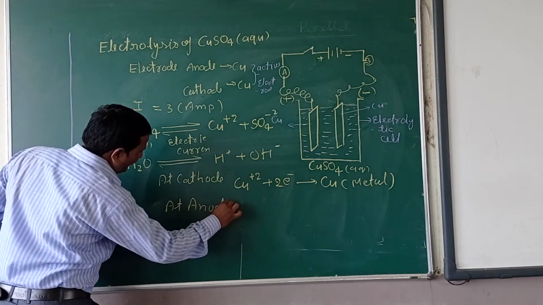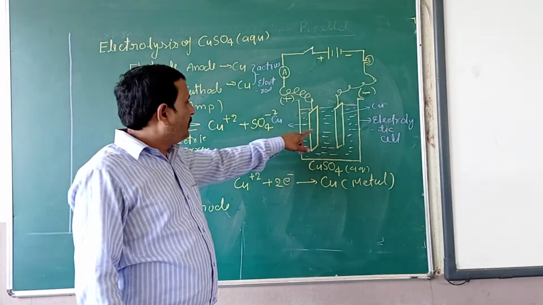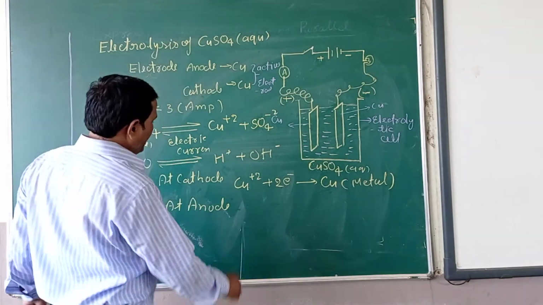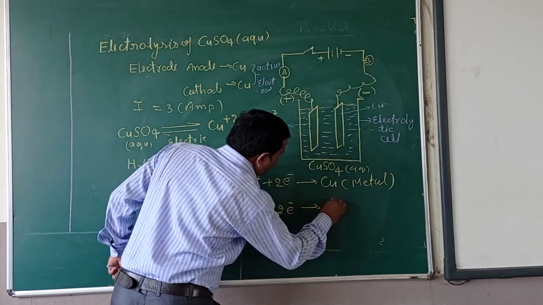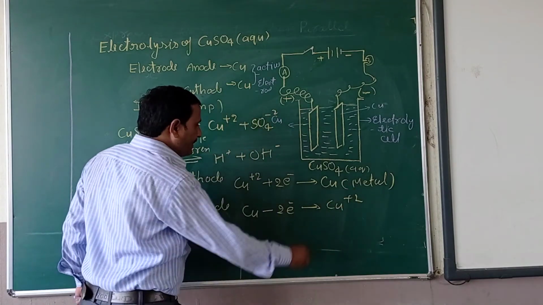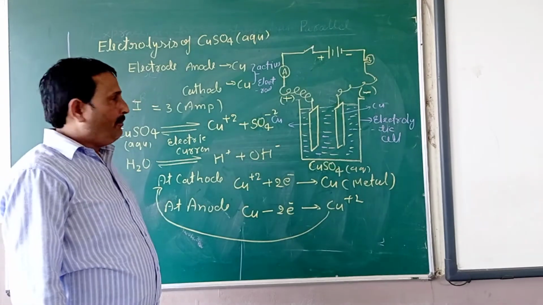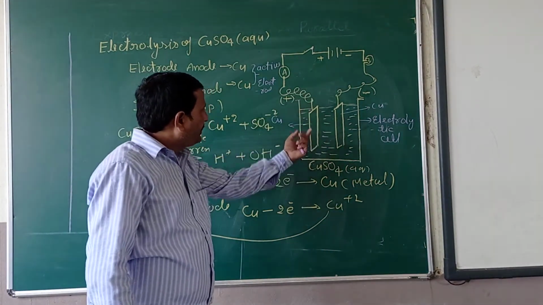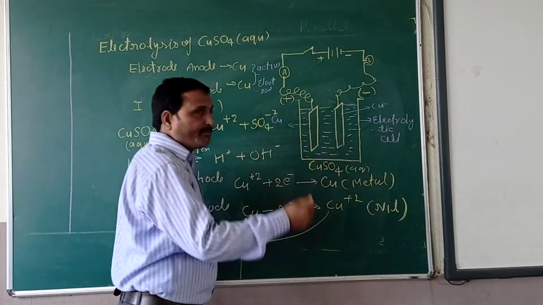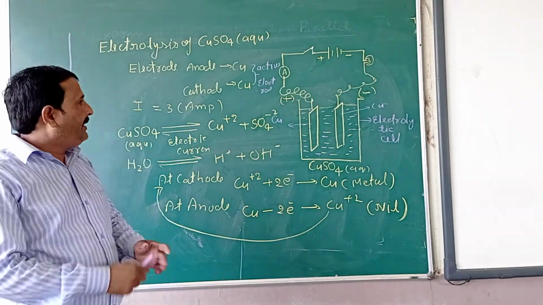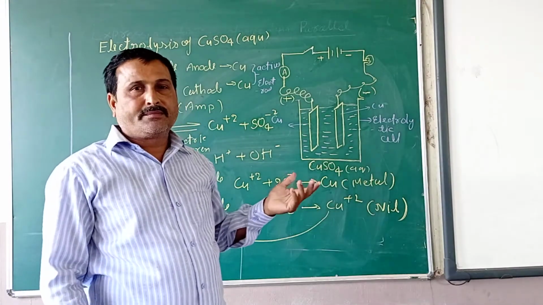Now at the anode, see that since the anode is made of pure copper, this copper loses electrons and forms Cu2+. And this Cu2+ again migrates toward the cathode. So what will be the product at the anode? The product at the anode will be nil. No product forms at the anode. Why? Because in this case, copper is an active electrode.